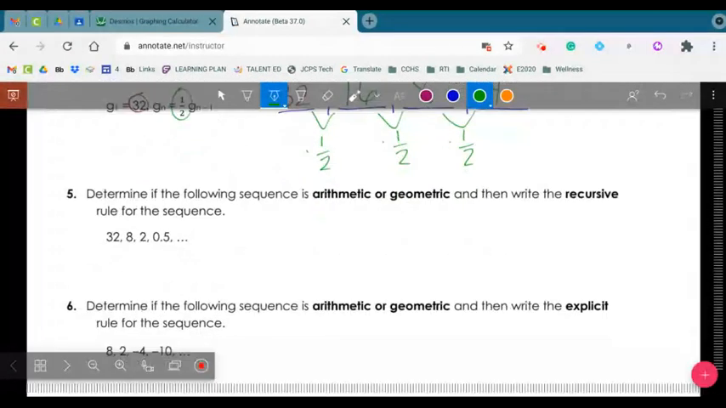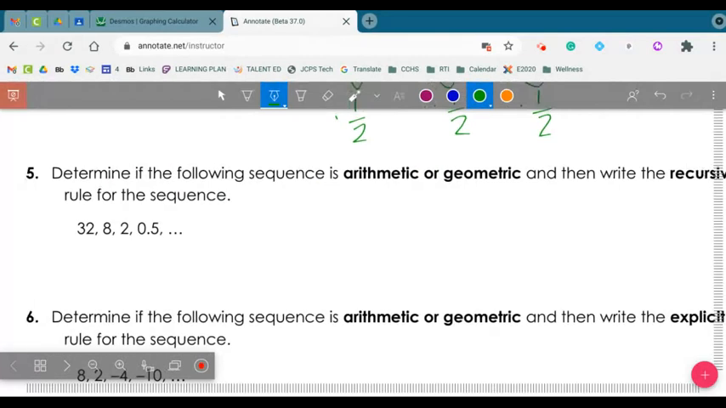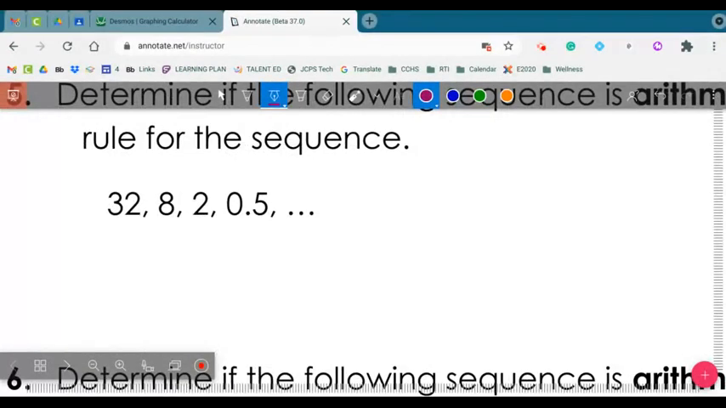Okay, going down to the next one, it says determine if the following is arithmetic or geometric, and then write the recursive rule. So remember, the recursive rule defines our first term first. So we go from 32 to 8 to 2 to 0.5. So we're multiplying by a fraction. Multiplying by 1/4. So this has to be geometric.